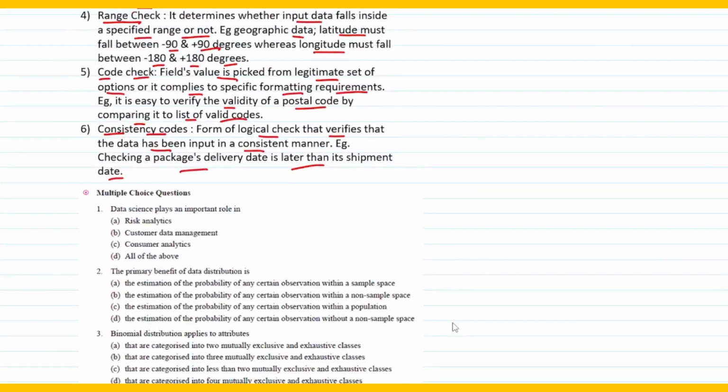With this, we finish 9.4. And with this we finish the entire 9th chapter.